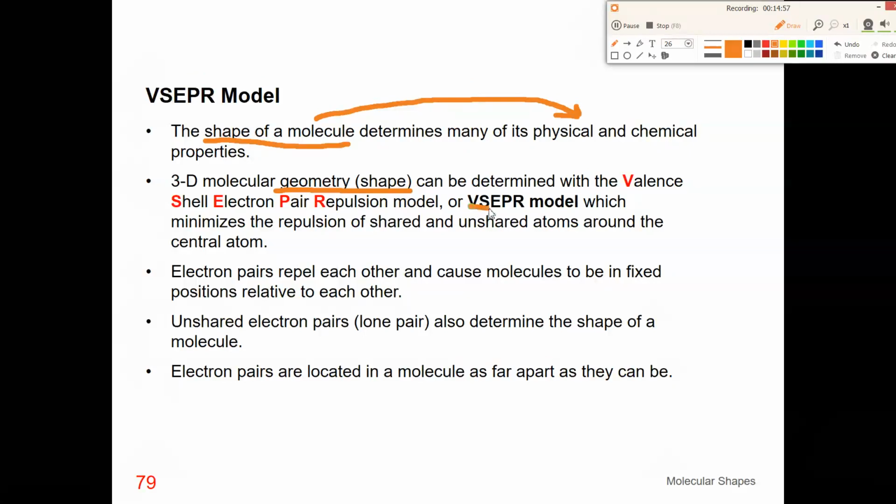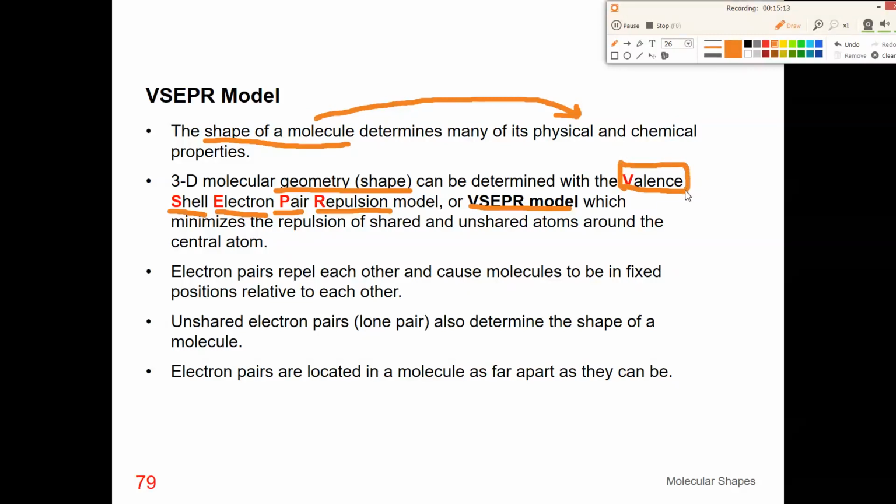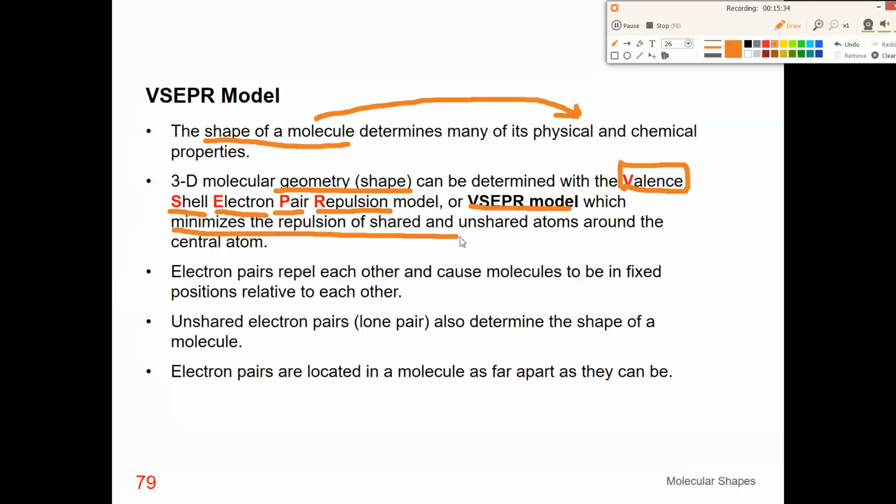We can use what's called the VSEPR model. It's called valence shell electron pair repulsion model. So that's what we're going to focus on. We'll only focus on the valence electrons because the valence electrons really determine the 3D geometry. So the basic requirement is just to minimize the repulsion between electrons.